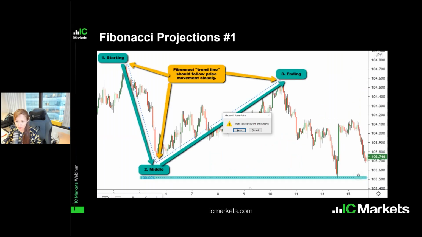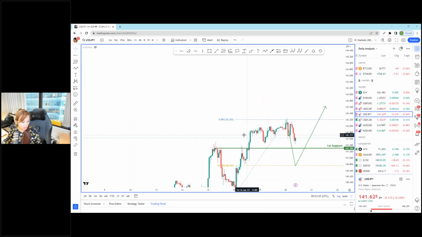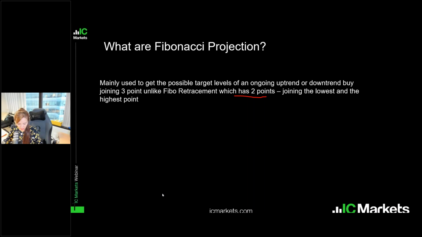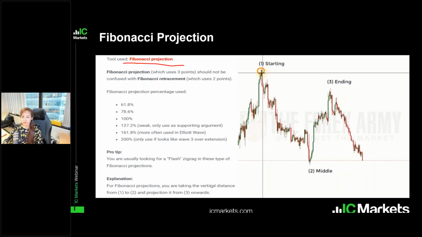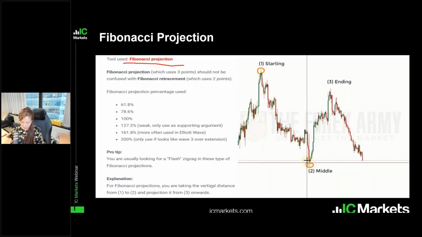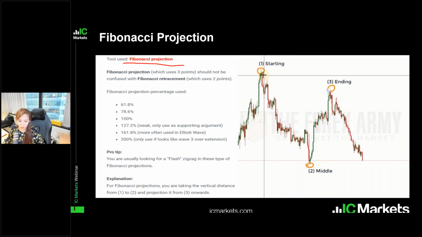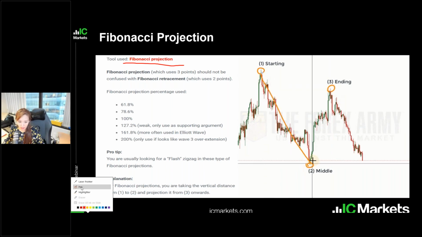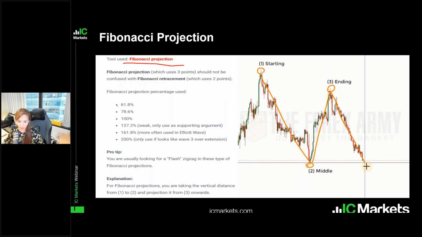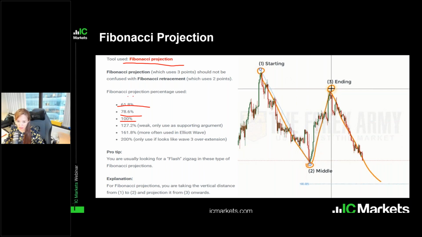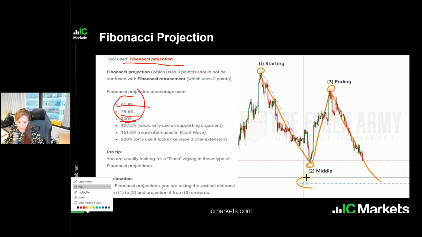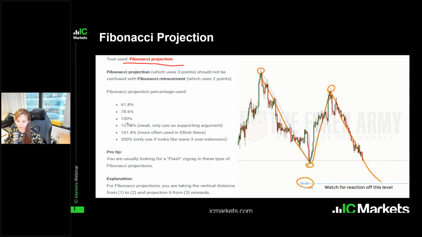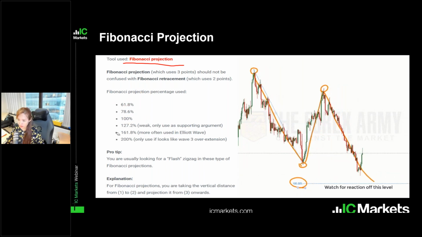Okay, let's go back to our chart again. For Fibonacci projection percentages, I usually use 61.8%, 78.6% and 100%. These are the three numbers I use for projection. And how are you going to use it?